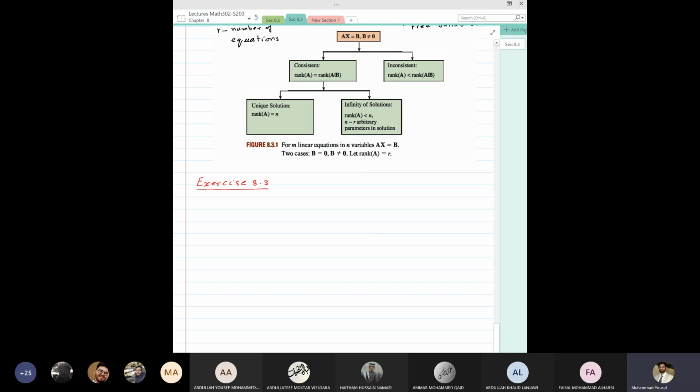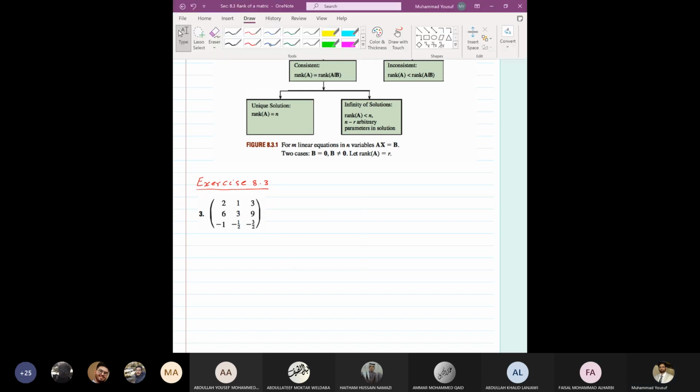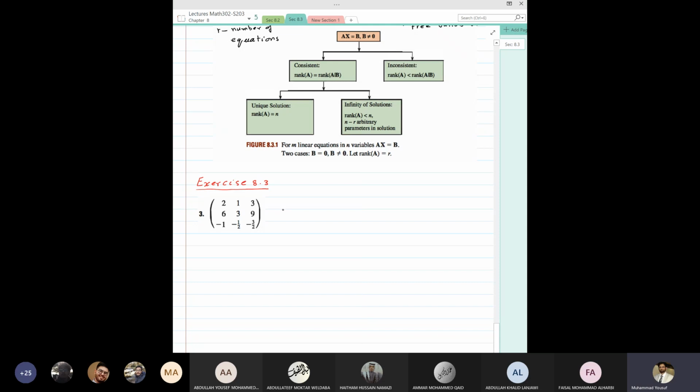So this exercise is just rank. And first question, let me post it here. So it is number 3. You need to find rank of this matrix. Find rank. Now solution starts here.